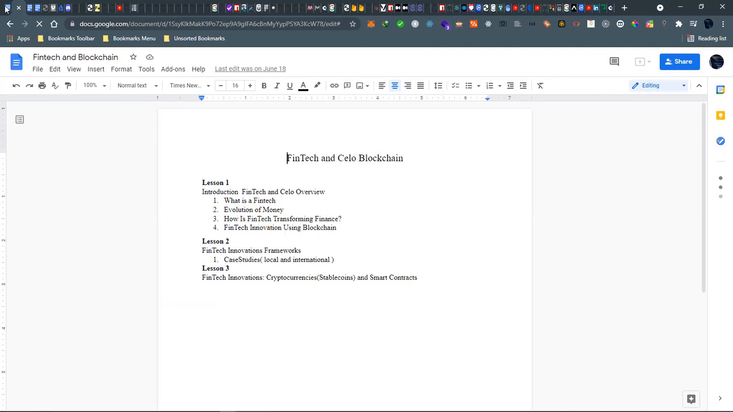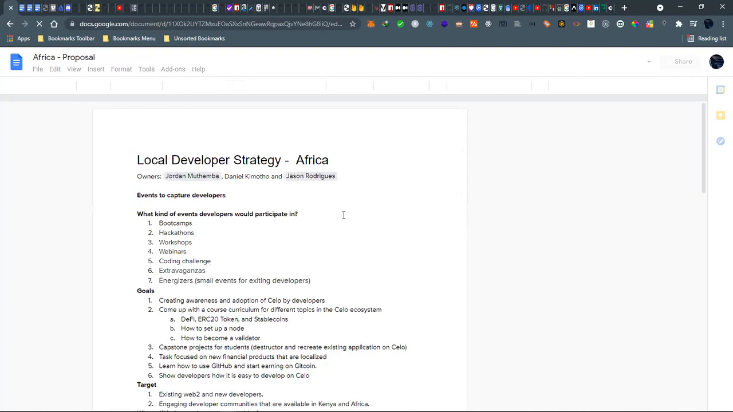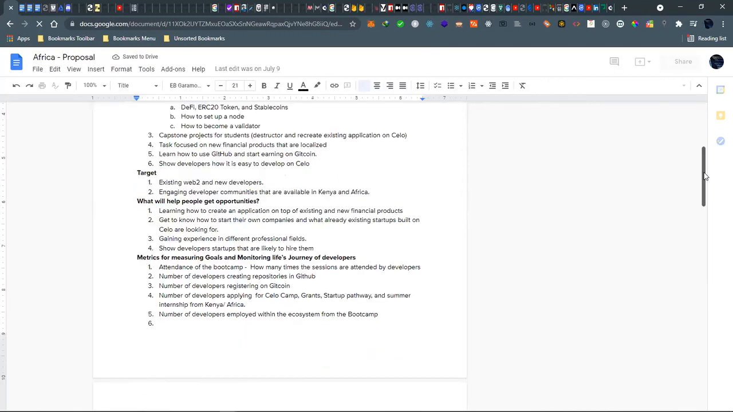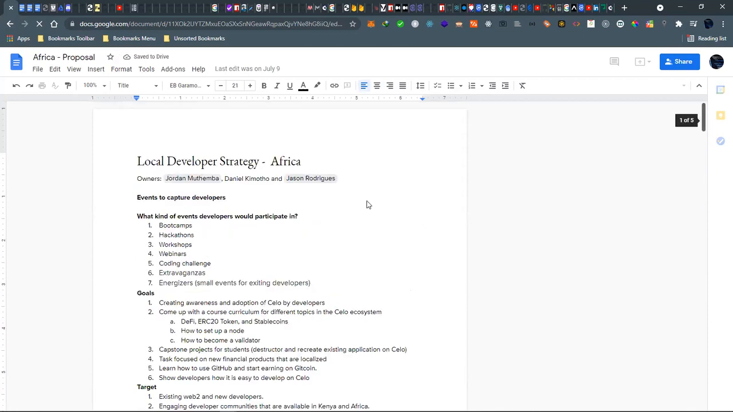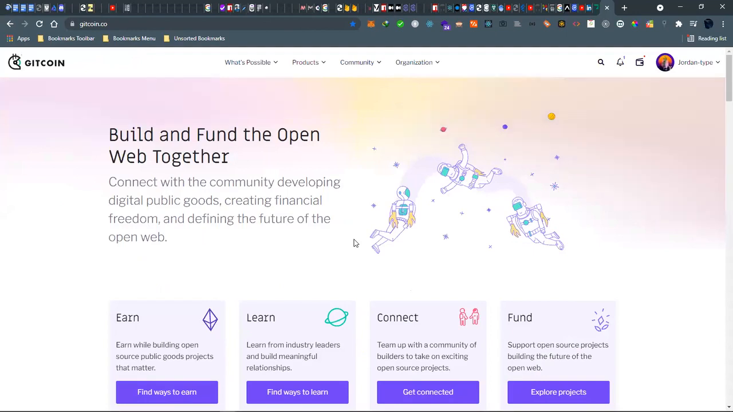And this is another proposal for African developers, a local developers strategy for Africans. It's still in progress, and I wasn't supposed to talk about it, but yeah, that is how you actually get funded.